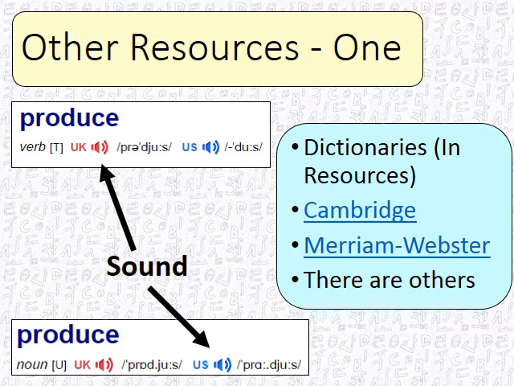Finally, the online dictionaries have a sound file where you can listen to how the word should be said. These can be found in the resources. Also, if you download this PowerPoint, you can click the link for Cambridge or Merriam-Webster and they will take you to that website.